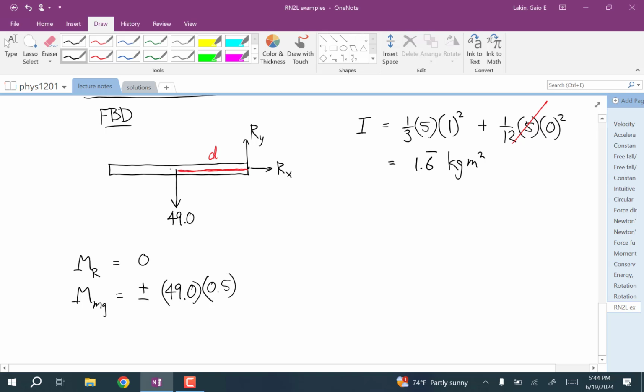And now you have to think, this force with the hinge over here at the right, would this weight force make this body rotate clockwise or counterclockwise around that hinge? This force would make it rotate counterclockwise, so we want the positive. And so the moment produced by the weight force is 24.5 Newton meters. Add these up and you get that the net torque is 0 plus 24.5, so just 24.5.